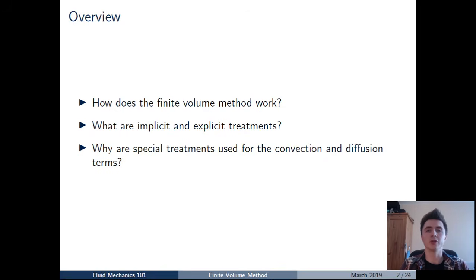To give you an overview of what I'm going to talk about in these slides, I'm going to start with looking at how does the finite volume method work. Then I'm going to look at what are the differences between implicit and explicit treatment of various terms. And to finish off, I'm going to look at why is a special treatment required for the convection and diffusion terms in the finite volume method.